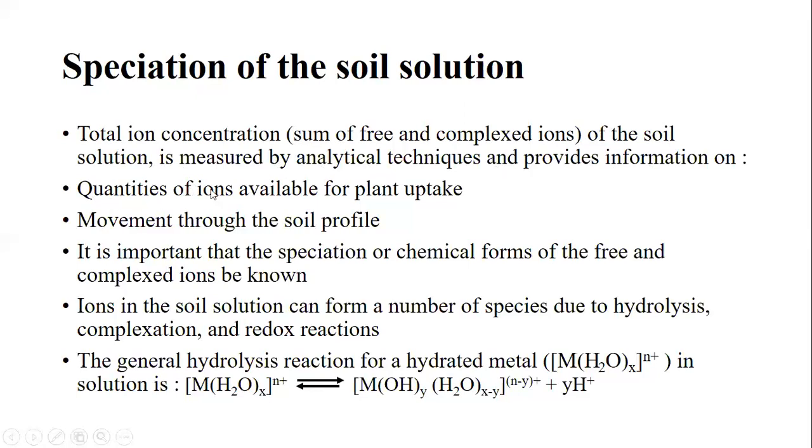First, quantities of ions available for plant uptake. Remember, we said that is the intensity factor. It tells you how much of that ion is available for plants to take right away. Second, movement through the soil solution. We said that the mobile form has to be the ionic. So that intensity factor, the concentration that's already there, is also what's available for movement down the soil profile, and it could reach the groundwater.